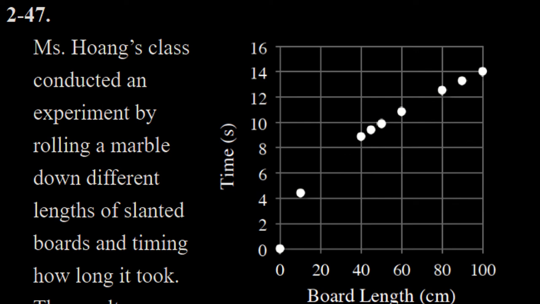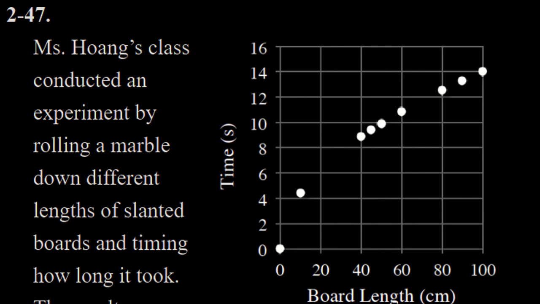Today we are in section 2.2.1 and starting with question 47. Mrs. Ong's class conducted an experiment by rolling a marble down different lengths of slanted boards and timing how long it took. Different lengths of slanted boards.